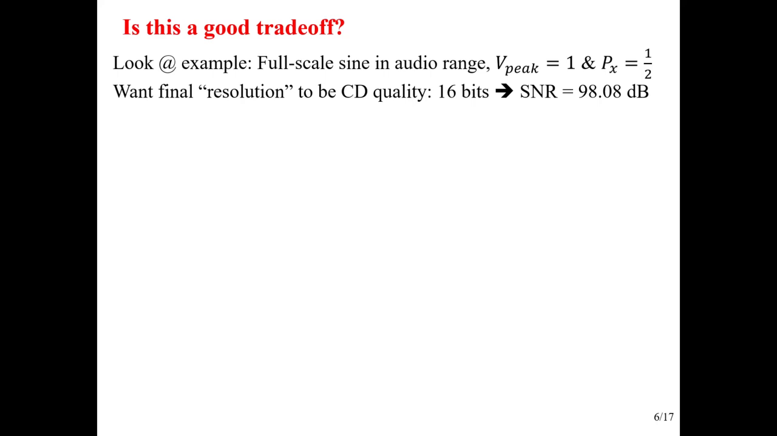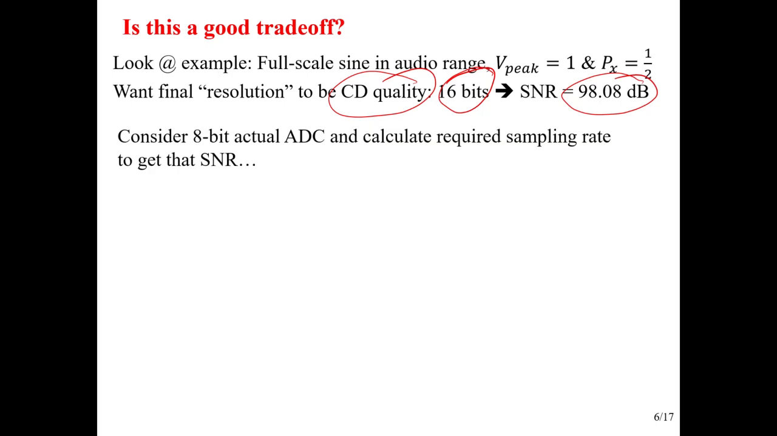Let's look at an example to see why that might not be such a good trade-off. So let's look at a full-scale sine wave in the audio range. And let's say that we're aiming for CD quality, so 16 bits effective. And so we know that would be an SNR of 98 dB, 98.08 dB. Now let's suppose that instead of doing 16 bits, we are going to use an 8-bit A to D converter, but we're going to sample faster to try to get up to the equivalent of an actual 16-bit.